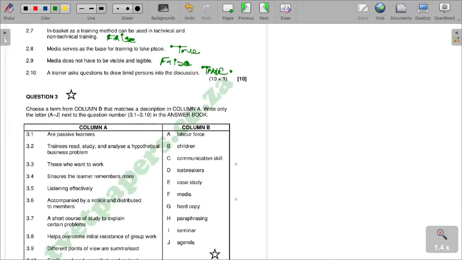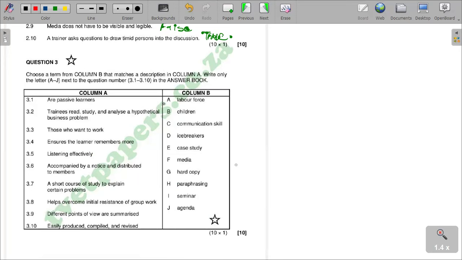Let's go to question 3. Choose a term from column B that matches a description in column A. Write only the letter A to J next to the question number 3.1 to 3.10, in the answer box. So let's go to 3.1.